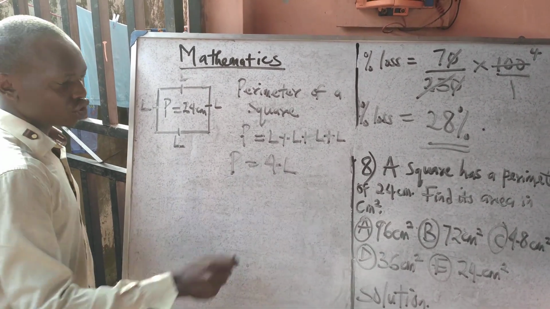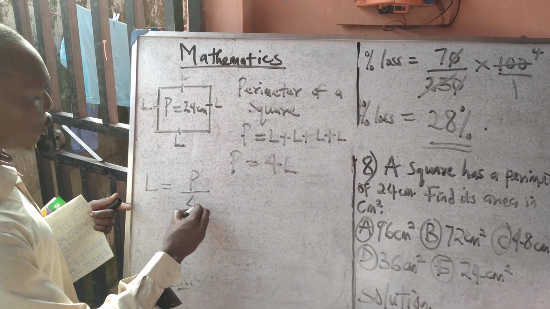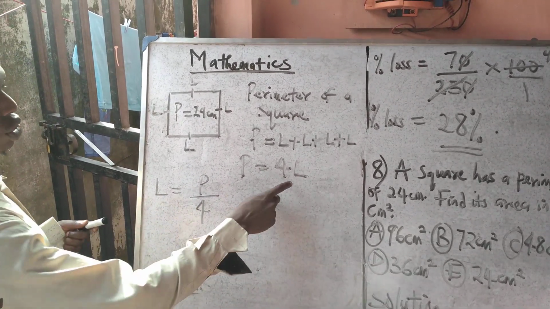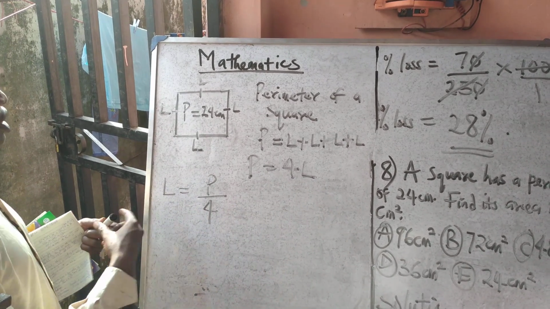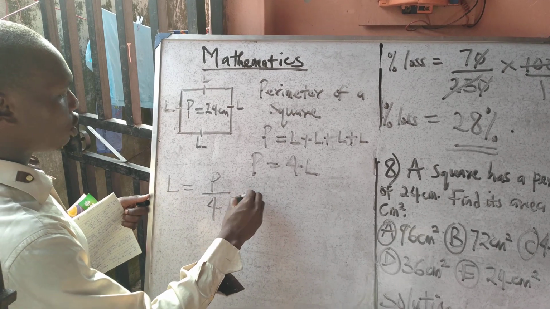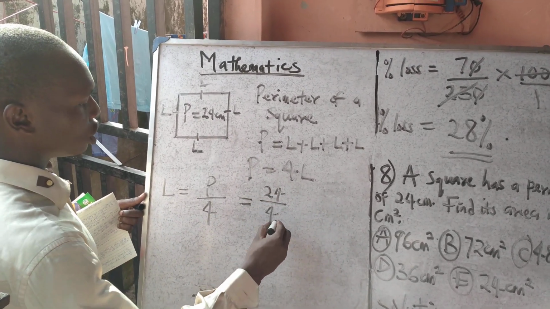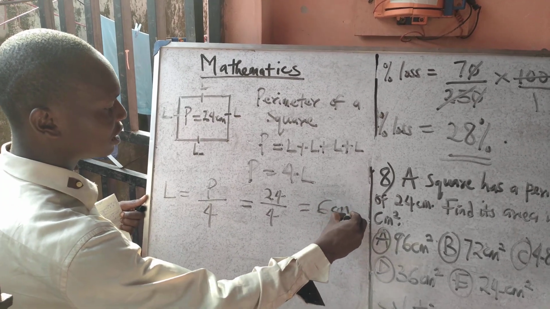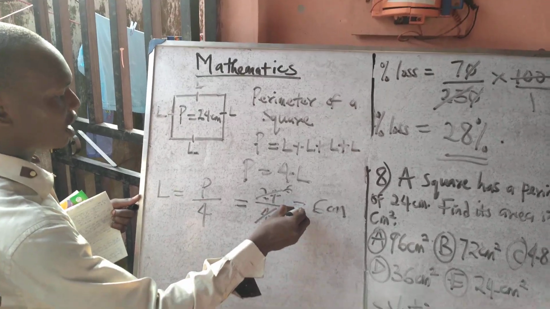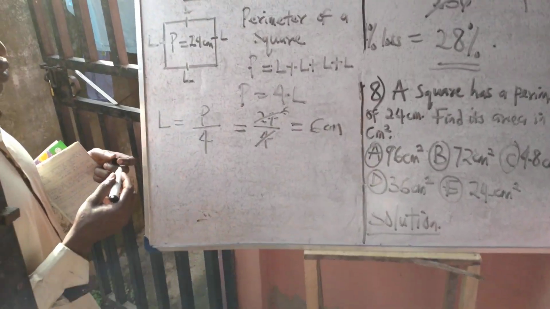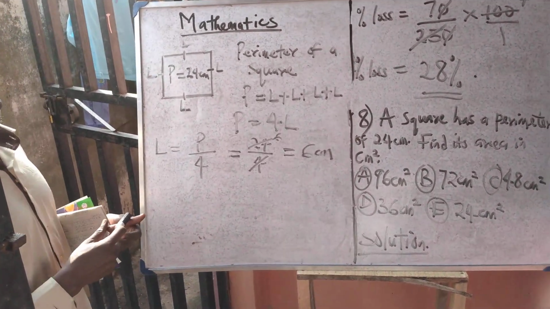Now we're going to make L the subject of formula. It means that L will be equal to perimeter divided by 4. When you divide by the coefficient of L, which is 4, you'll have this. So the length will be equal to 24 divided by 4, which is 6 centimeter. 4 going into 24 is 6. Now find the area in centimeter square.